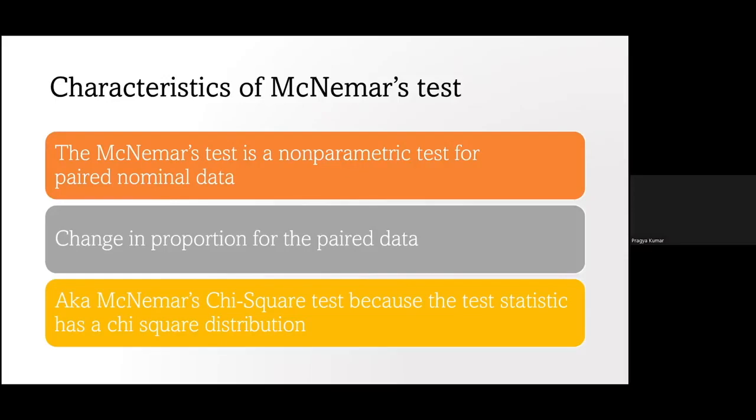Paired nominal data, what do we mean by paired observation? We will see what that is. That means the same set of individuals we have measured twice. That's why we call it paired data. We will see an example of how we can have paired data. And this is also known as the McNemar chi-square test, because the test statistic which it yields has a chi-square distribution. That's why its other name is the McNemar chi-square test.